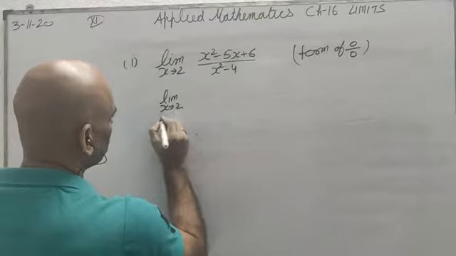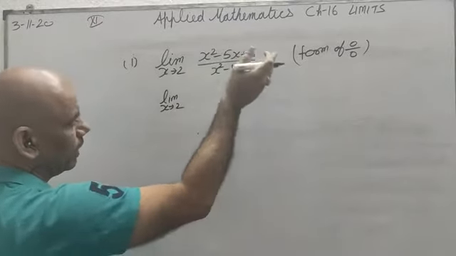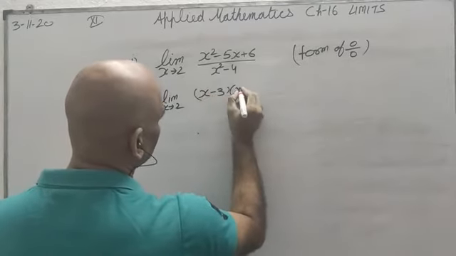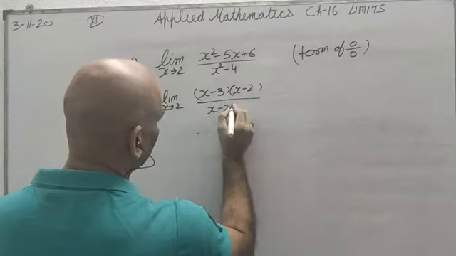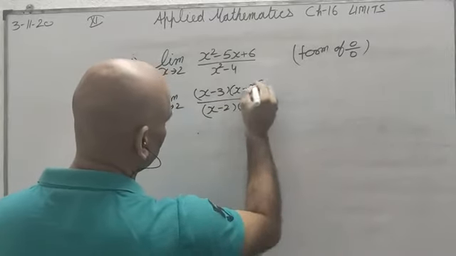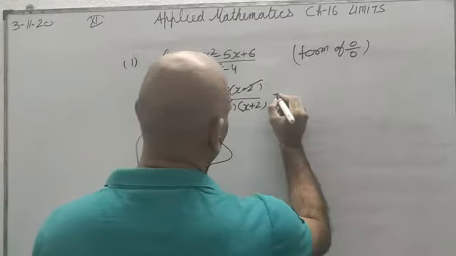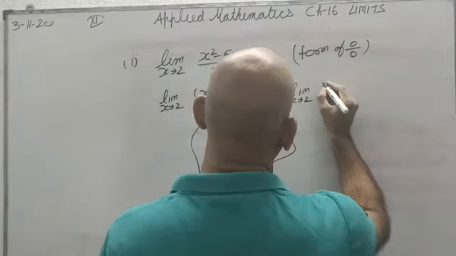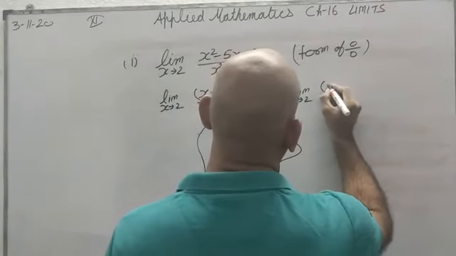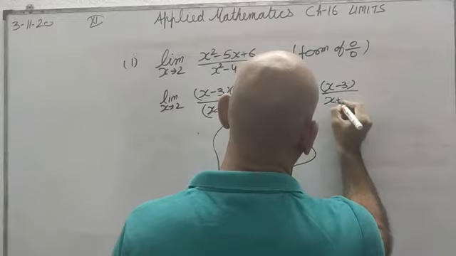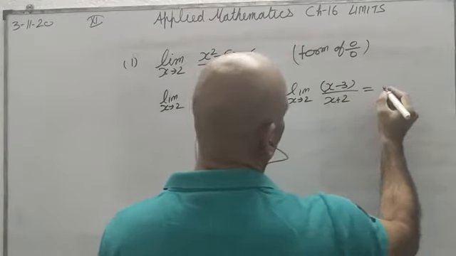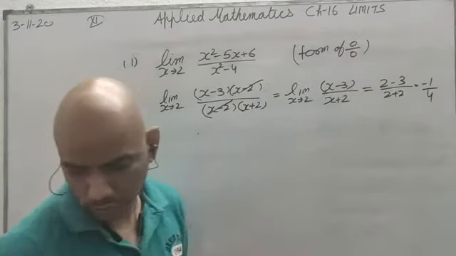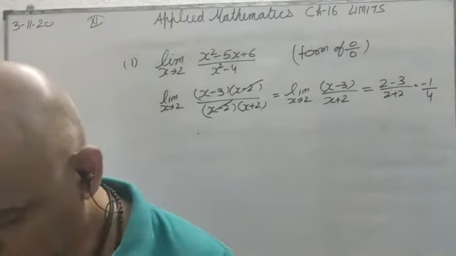Limit x tends to 2. And how can you factorize? The middle term split. So x minus 3, x minus 2 upon x minus 2, x plus 2. x minus 2 is cancelled. So I got limit x tends to 2, x minus 3 upon x plus 2. On substituting the values, I got 2 minus 3, 2 plus 2, negative 1 by 4. This way I will get the answer for this question.